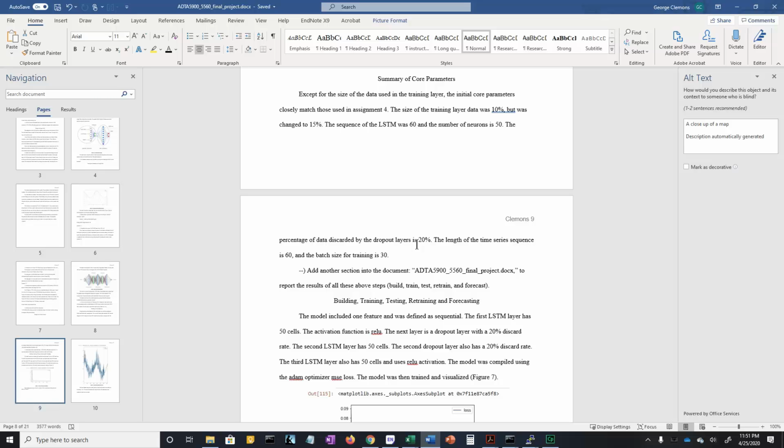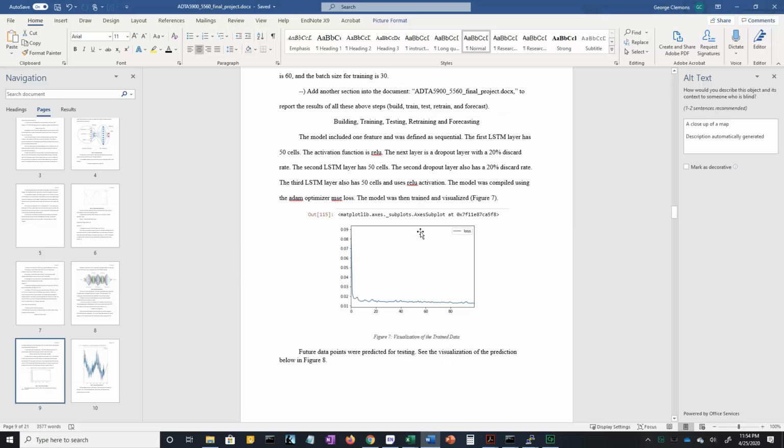The size of the training data was 10%, but was changed to 15%. The sequence of the LSTM was 60 and the number of neurons is 50. The percentage of data discarded by the dropout layers is 20%. The length of the time series sequence is 60 and the batch size for training is 30. The model included one feature and was defined as sequential.